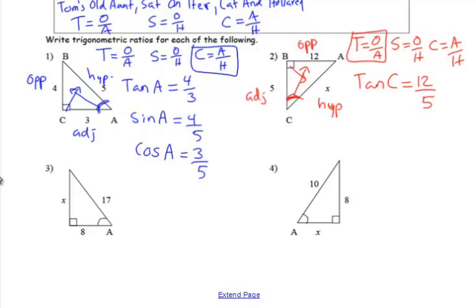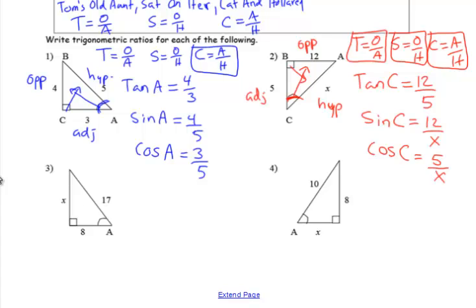Next we have the sine. Sine of C is the opposite over the hypotenuse. So the opposite is 12. Our hypotenuse is x. Last, we have the cosine of C, and the cosine of C is the adjacent over the hypotenuse, which is going to be 5 over x. And you can notice that sine and cosine are always going to have the same denominator.